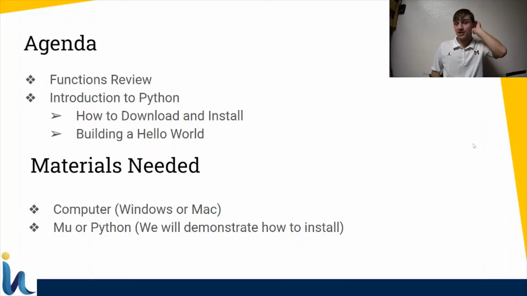And the agenda for today, we're going to briefly review functions, and then the rest of the time I'm going to show you how to download and install Python, and then we're going to build a Hello World file. All you need is a computer, hopefully Windows or Mac, but it will work on any platform, and you'll need Mu or Python, and I'll demonstrate how to install Mu. Mu is just a way to use Python.